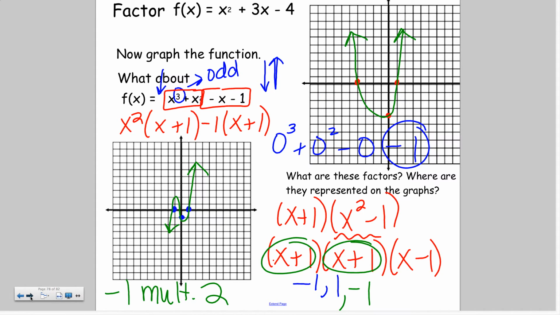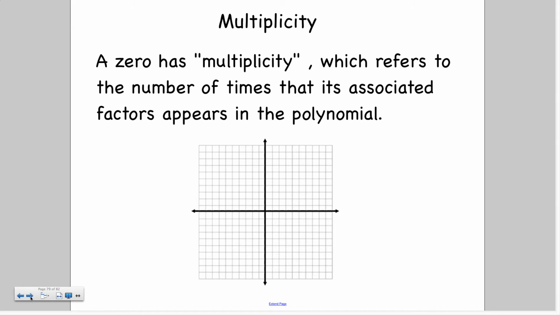You may also see multiplicity as a number of terms. So if you had an exponent of 5, your multiplicity would be 5 terms.